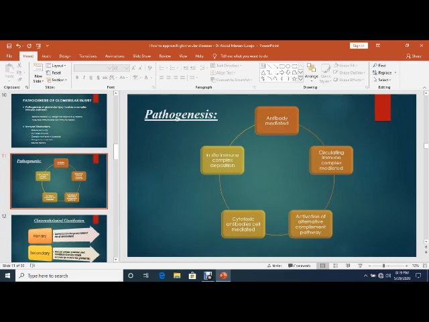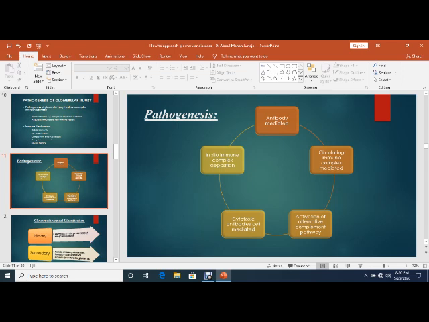This is the pictorial presentation of the pathogenesis. Antibody mediated. If you see the in situ immune complex deposition, cytotoxic antibody cell mediated, so activation of alternative pathway and circulating immune complex mediated.